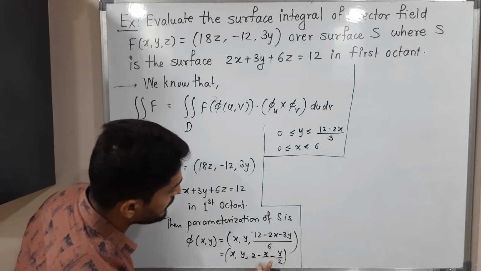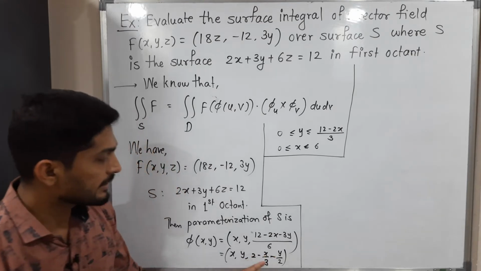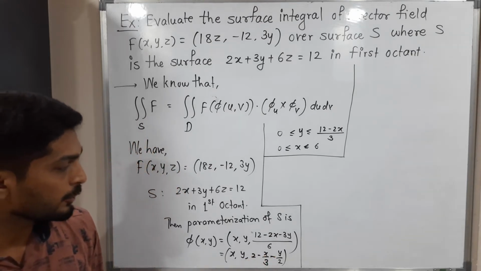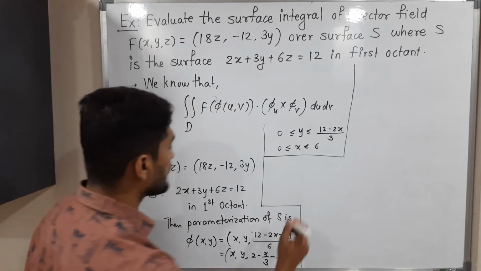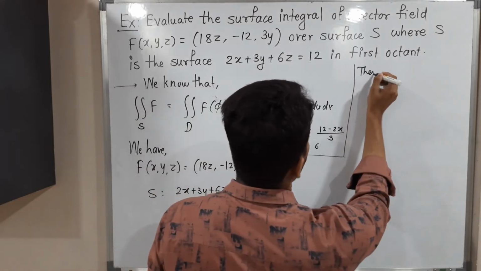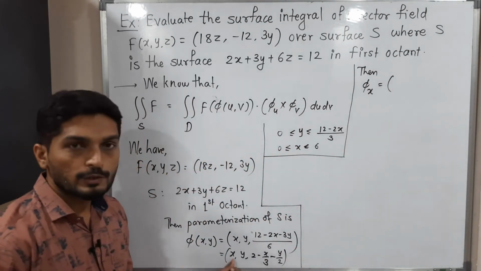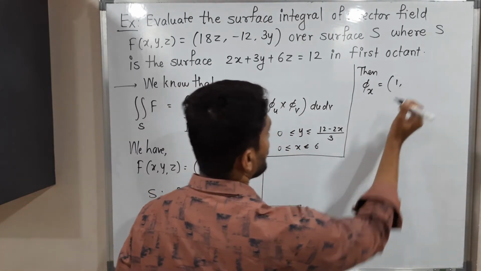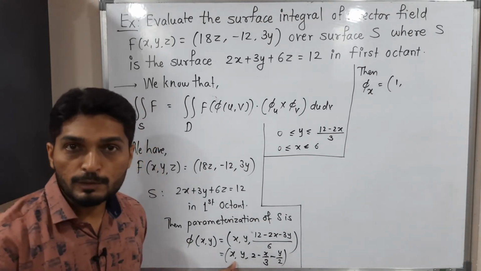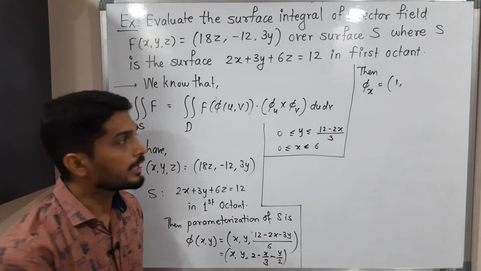I hope it is visible to you: 2 minus x by 3 minus y by 2, right? Okay. So let us find the partial derivatives. Then derivative of phi with respect to x. Derivative of x with respect to x is 1. We are differentiating with respect to x, so y is constant and its derivative will be 0.